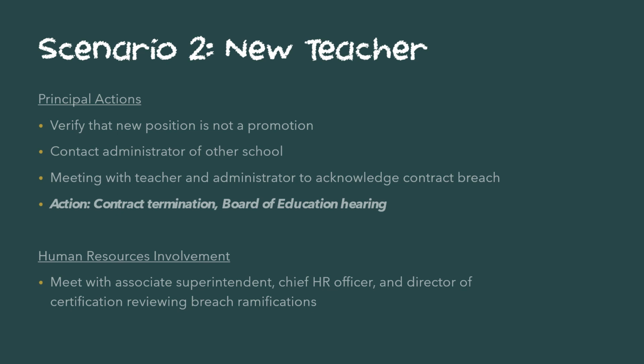The next thing that I would do is meet with the teacher and also the administrator to acknowledge that the contract was breached because she has chosen to sign a contract with this new school, despite the fact that she has previously signed a contract with my school and completed the ethics training with the district. And my course of action in this particular instance would be to terminate the contract and also go forward with a Board of Education hearing because the termination is involved.